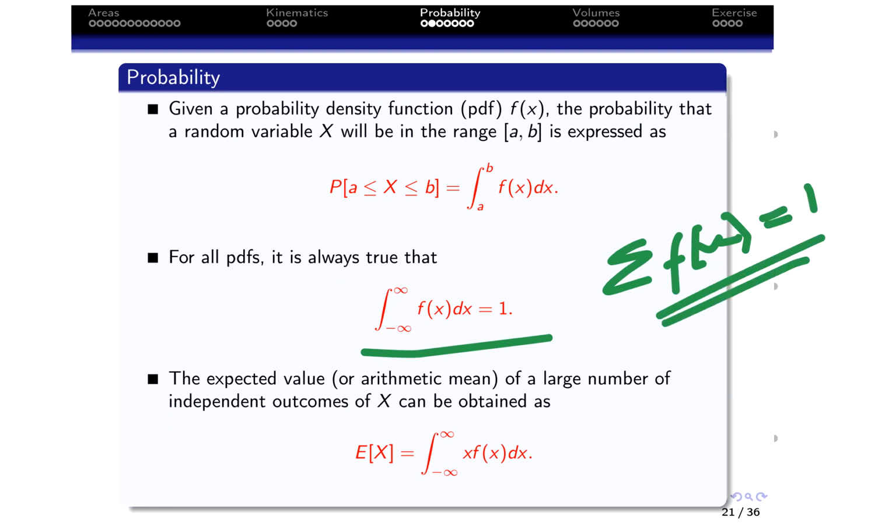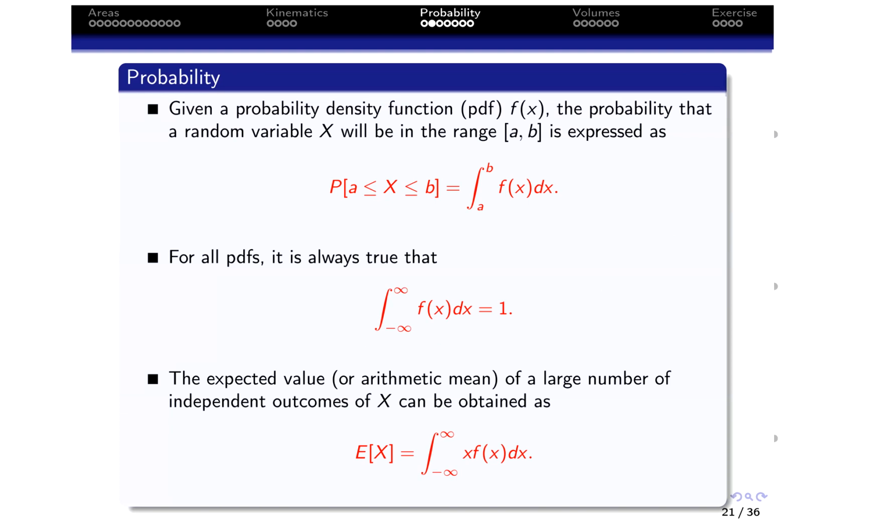And then the expected value or arithmetic mean of a large number of independent outcomes of x can be obtained as: expected value of x equals the integral from minus infinity to infinity of x times f of x dx. So now we're talking about expected value, or the arithmetic mean if you have a large number of outcomes. So you see integral playing out all the way here. So let's look at specific scenarios where we have this.